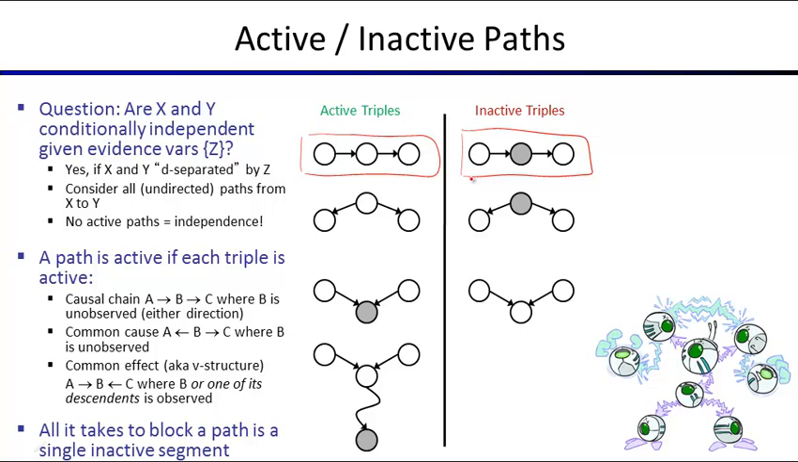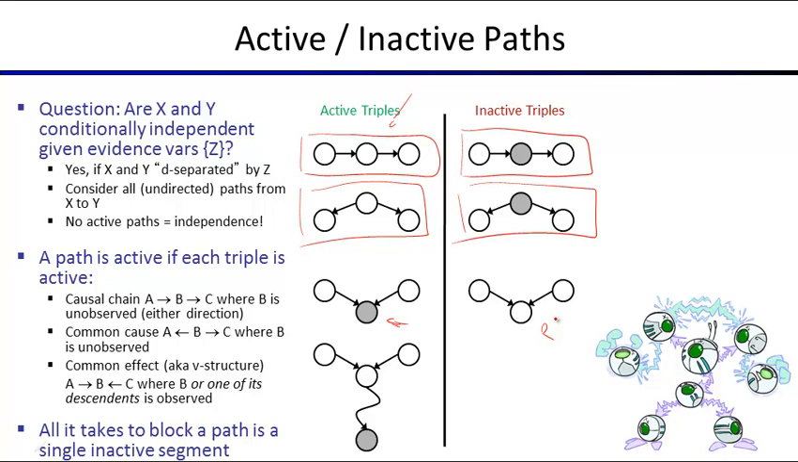When the middle node is not observed, there's no guarantee of independence. No guarantee of dependence either, but no guarantee of independence. And so we call it an active triple. Common cause was the second one we looked at, with the same pattern: active when the middle node is unobserved, inactive when it is observed. Then the common effect was special. Here we have an active triple when the effect is observed, and inactive when the effect is unobserved.